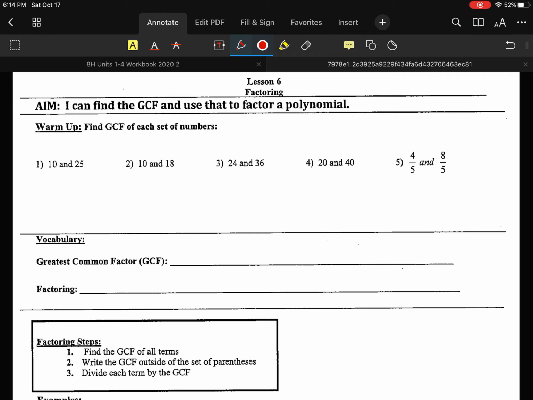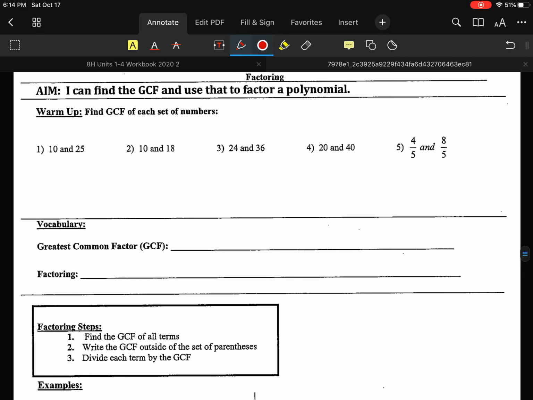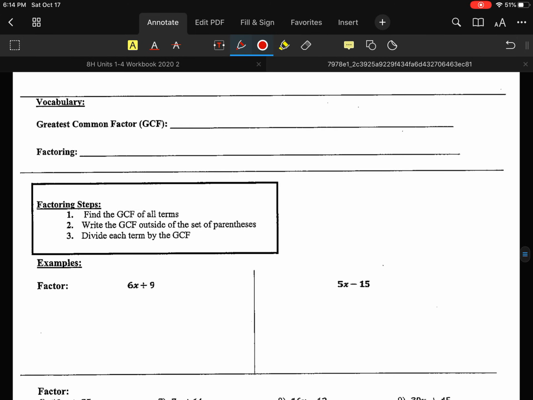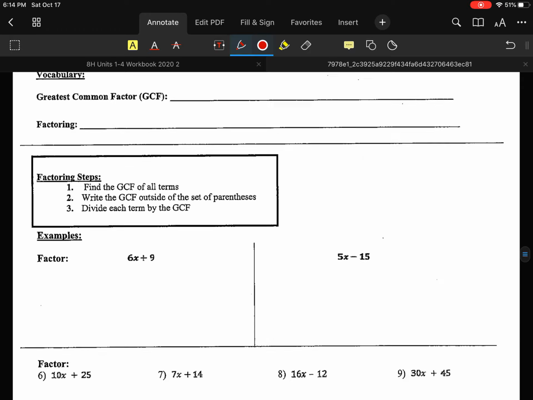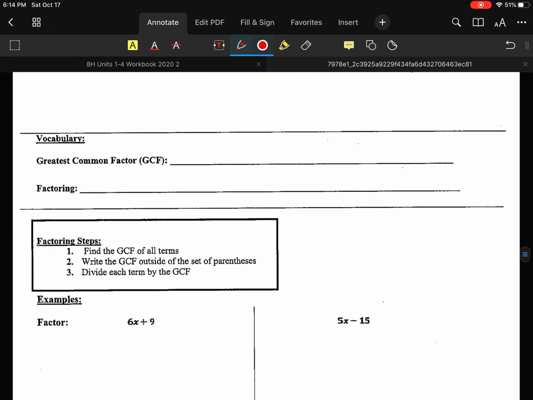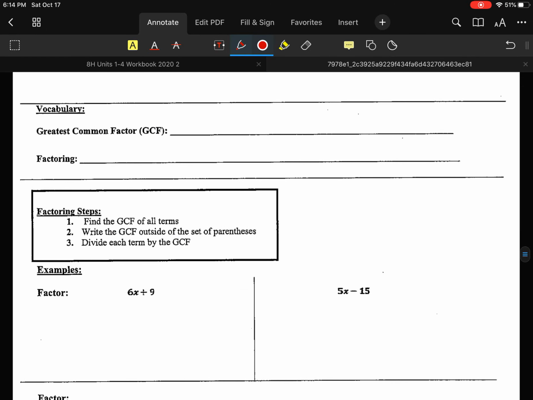and sweet today. We are going to be doing lesson 6, which is factoring. So we're going to be using our lesson 5, which was greatest common factor, to help us to factor these problems today. So I can find the GCF and use that to factor a polynomial. So the warm-up repeats what we did the other day, so I'll save that for in class for extra practice. Let's again start with the vocabulary.